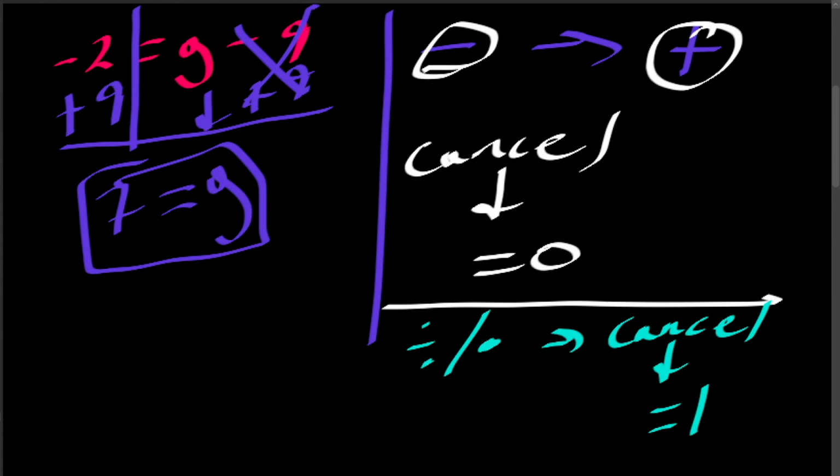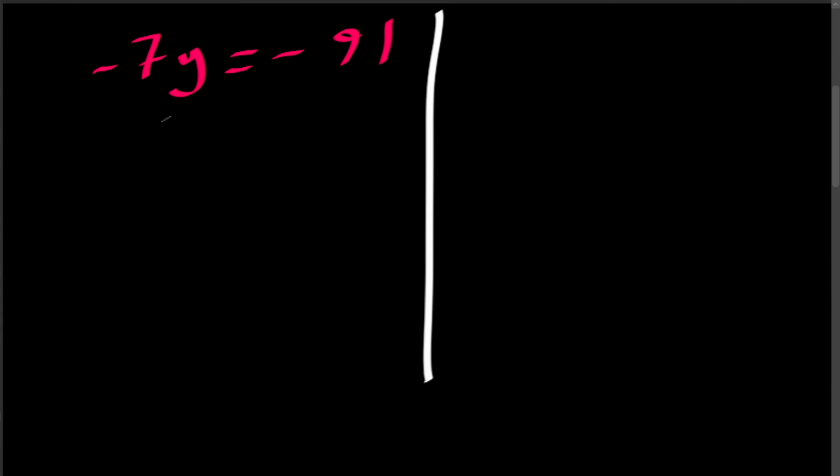So let's look at an example of that so you know I'm not just making stuff up. All right, so let me find a good example. Negative 7y equals negative 91. Now, see if you can do this one on your own. Because, I mean, let's say you do it and you get it wrong. Who cares? We're just practicing. So see if you can do it, and then we'll look at it together.